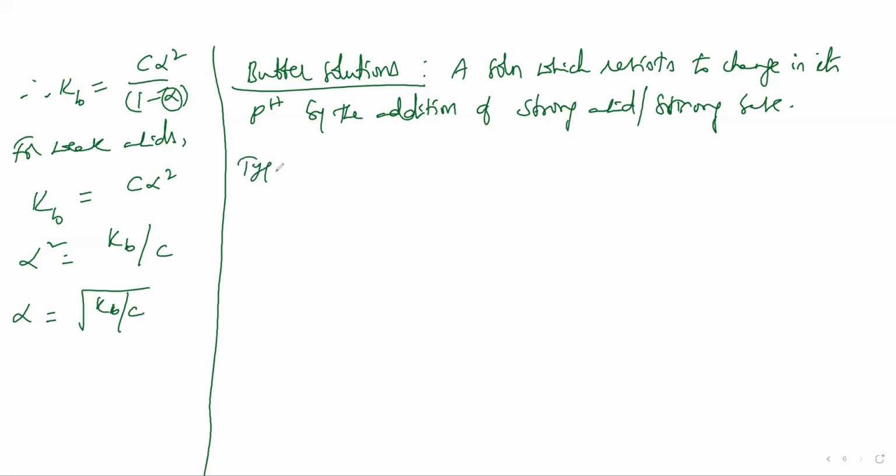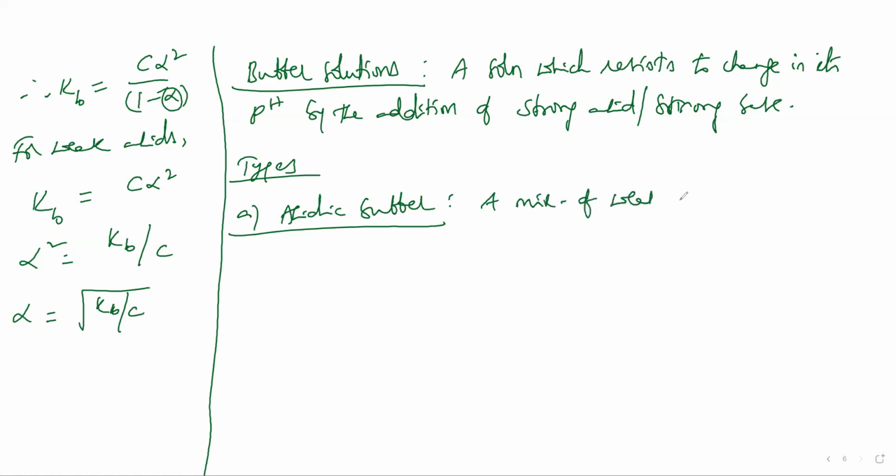And types of buffer solutions. How many types are there? The first one, acidic buffer. So what is acidic buffer? Acidic buffer is nothing but a mixture of weak acid and its salt of strong base. Salt of strong base. So that is what we call acidic buffer, right?